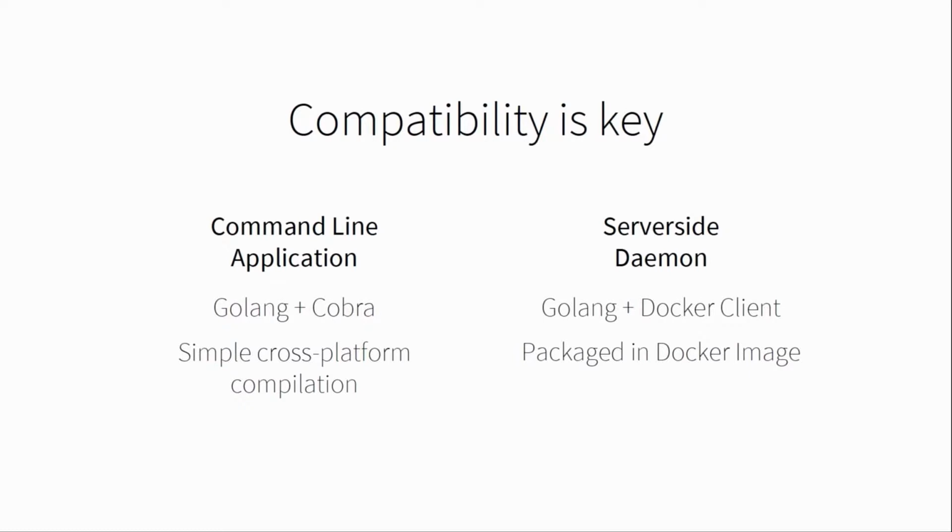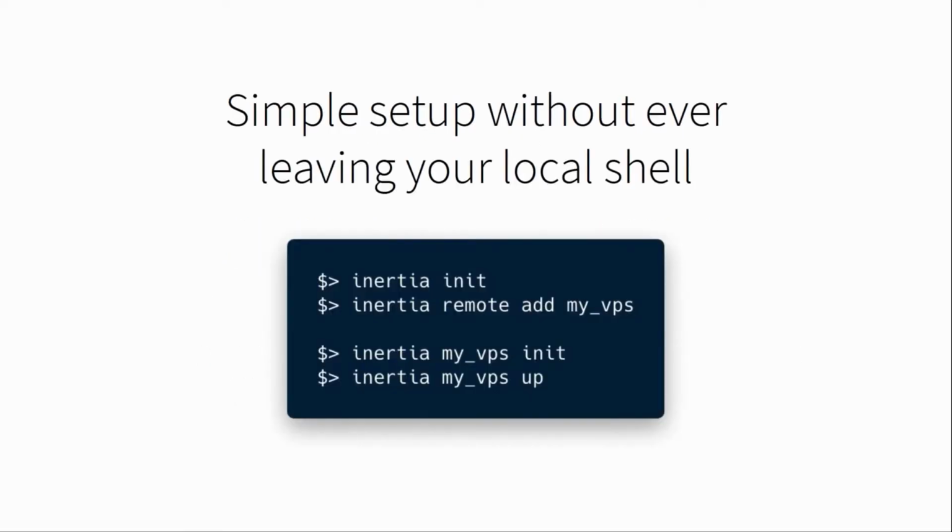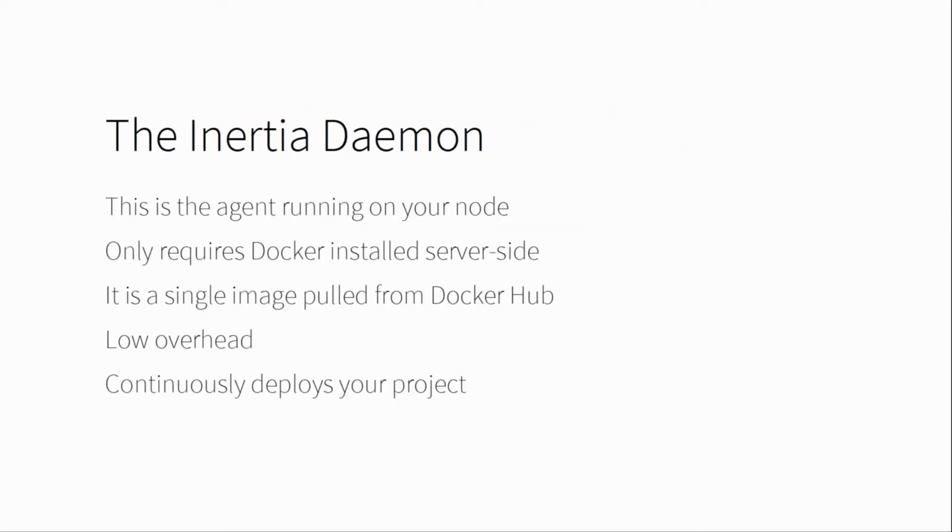Compatibility was pretty key for all our design decisions with Inertia. So the daemon's written in Go to work with Docker's native client, and it's packaged in a Docker image so we can distribute it through Docker Hub. And that means we don't have to worry about platform compatibility when we're deploying our daemon. These choices allow all our setup to be complete in just 4 steps without ever leaving our local shell. In these 4 steps, we set up local configuration, we download Docker, and we start up the daemon, and then we build and deploy your project.